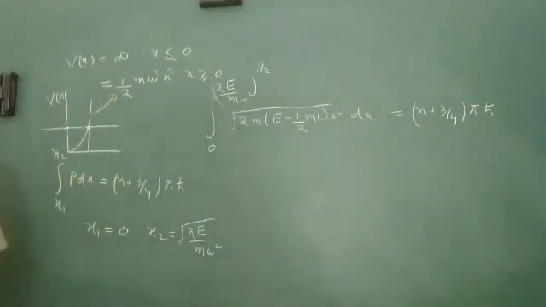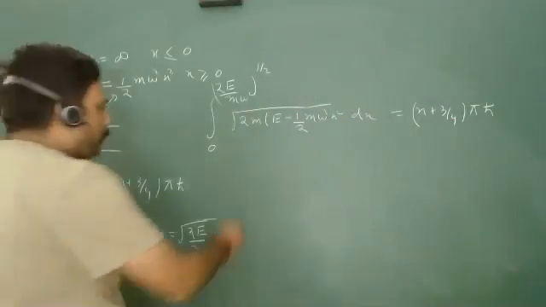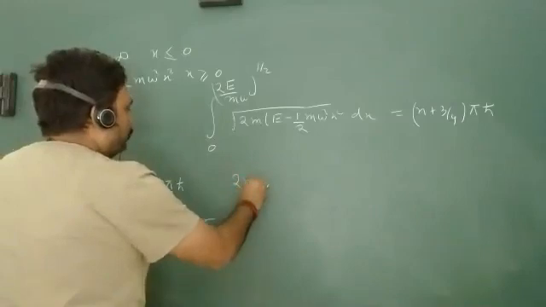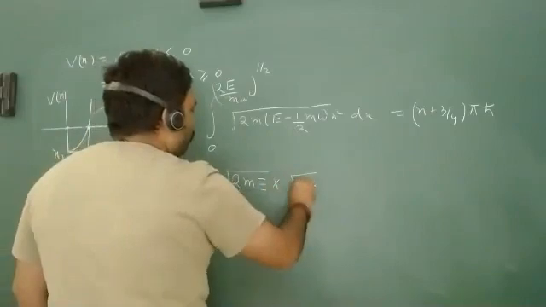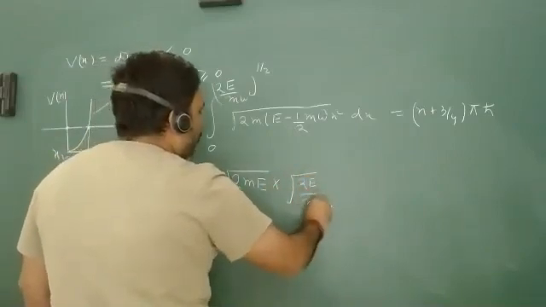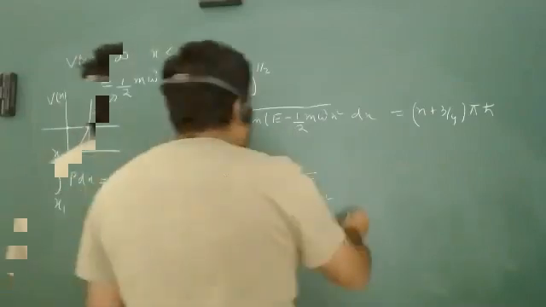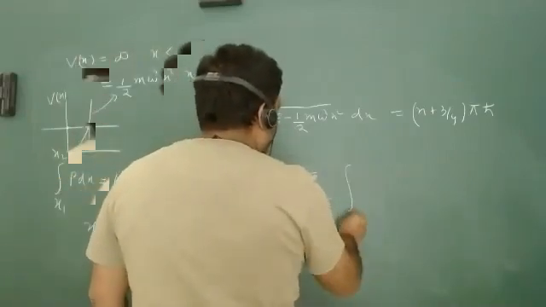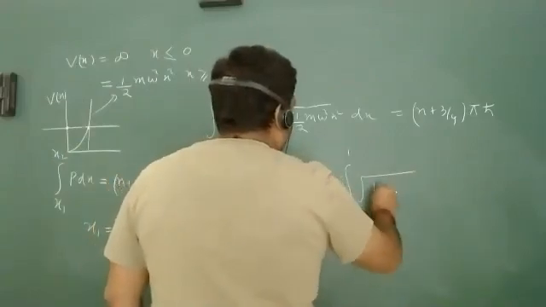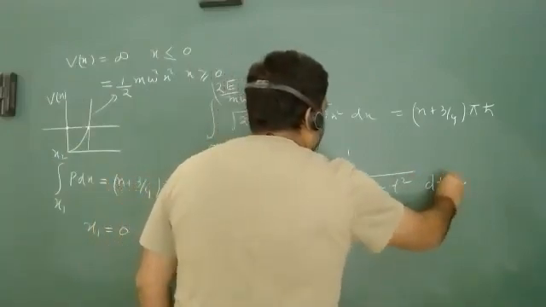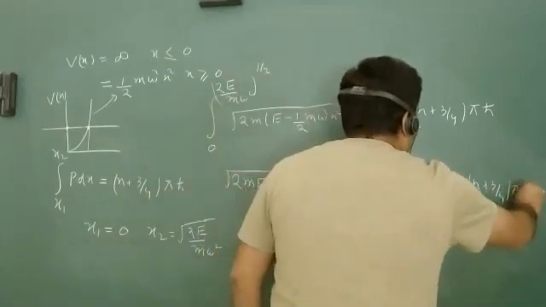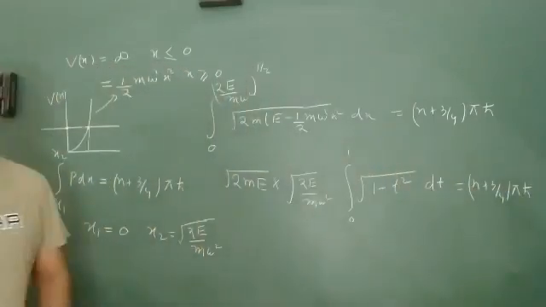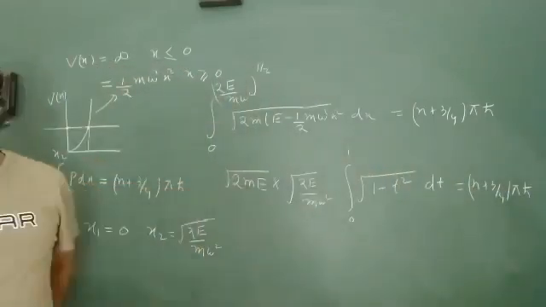So can I write this integration directly? We are smart enough. So you can write this integration as root under 2mE, you will take this number as root under 2E upon m omega square, and inside this integration we have 0 to 1, root of 1 minus t square dt, must be equal to (n plus 3 by 4) pi h cut, isn't it? So we can just jump directly and save the time.